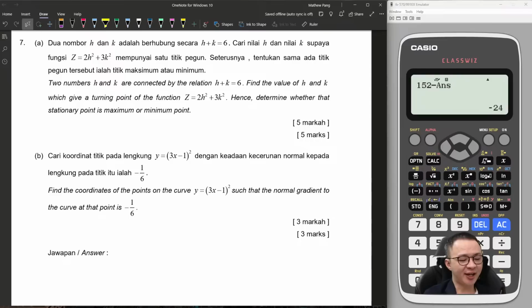Okay, two numbers H and K are connected by a relation H plus K equals 6. Find the value of H and K which give the turning point for that function. Hence, determine whether the stationary coordinate is the maximum or minimum. For 5 marks, there's a lot of marks here.